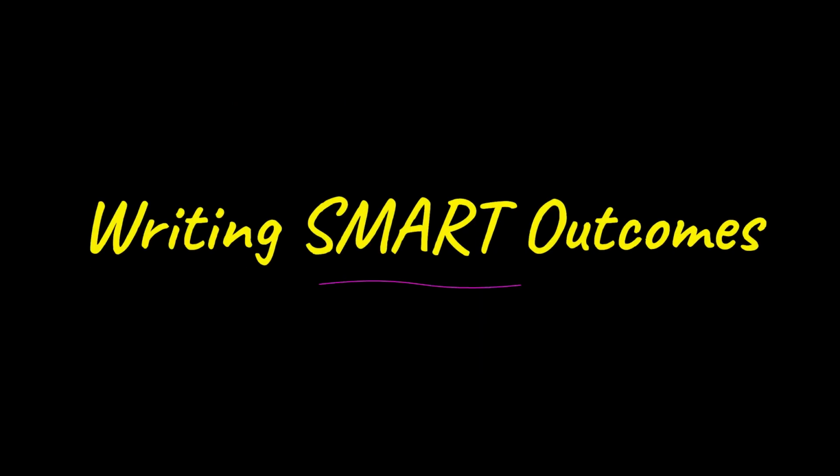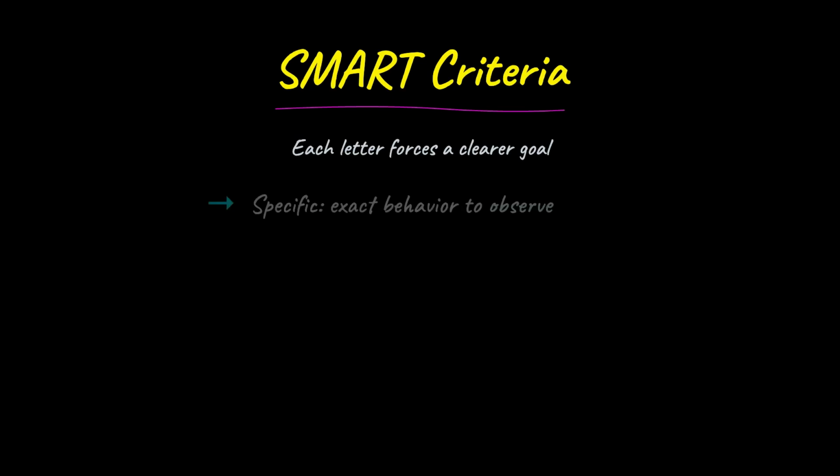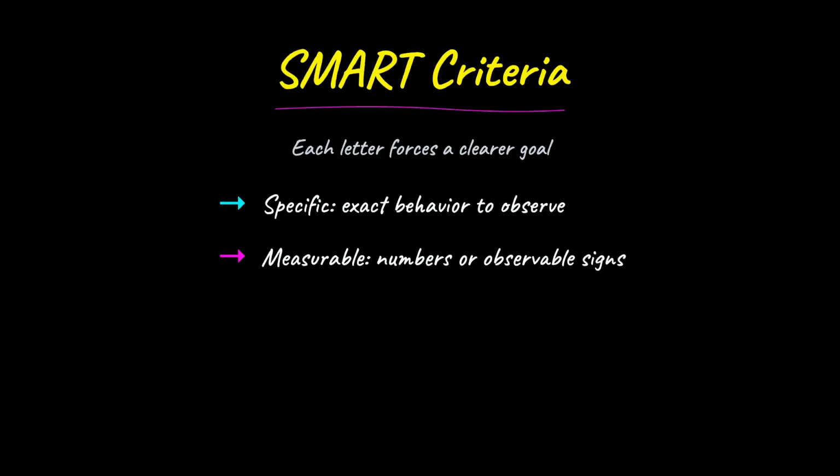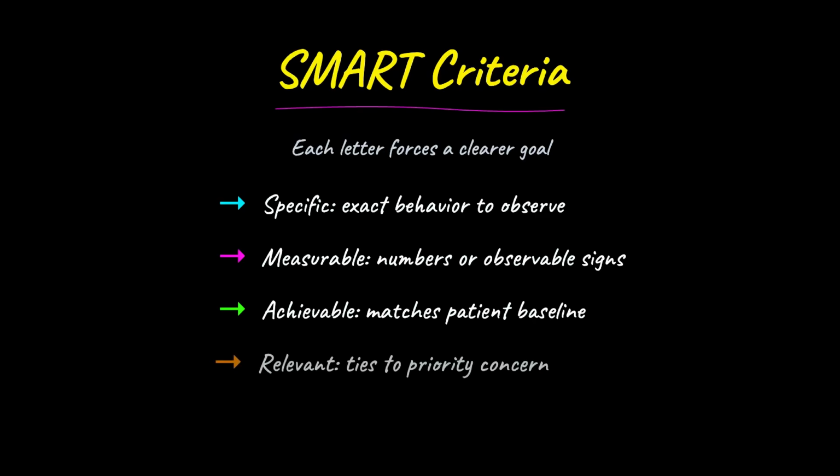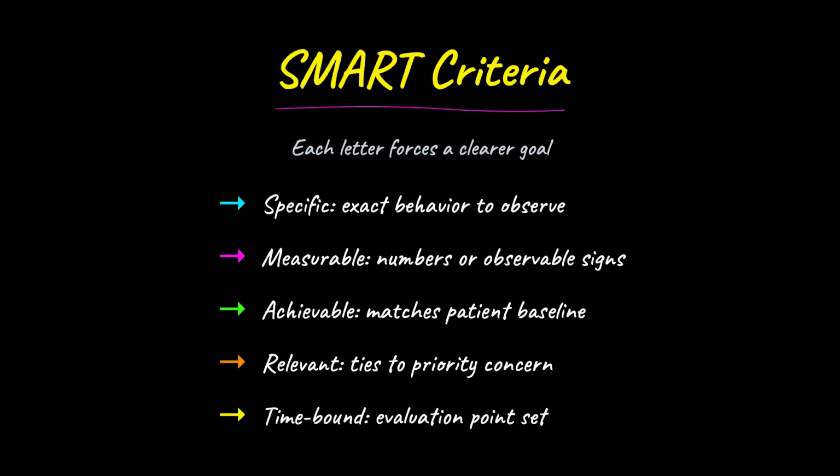A SMART outcome is a nursing goal that is specific, measurable, achievable, relevant, and time-bound. It describes what the patient will do or demonstrate, written from the patient's point of view, not the nurse's. Specificity tells the nurse exactly what to look for. Measurability adds numbers or observable behaviors. Achievability matches the patient's current baseline. Relevance ties the goal to the priority problem. And time anchors it to a moment for evaluation.